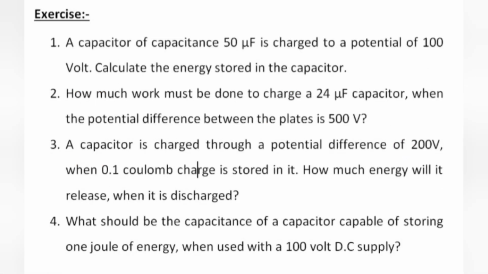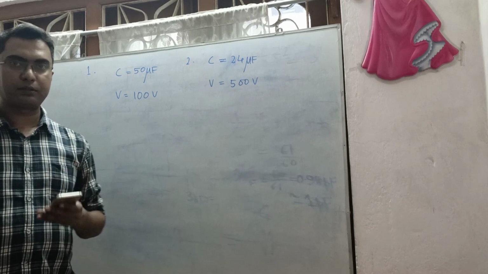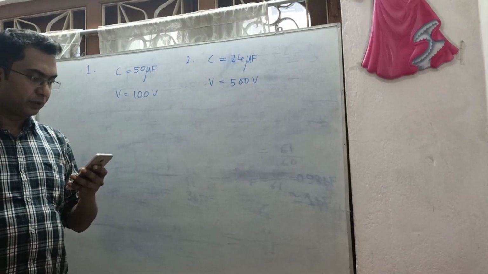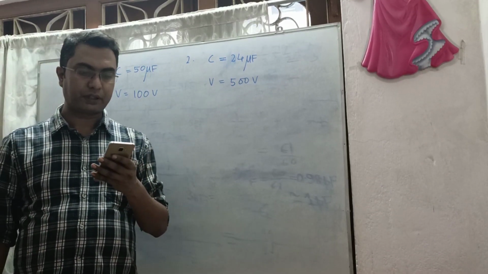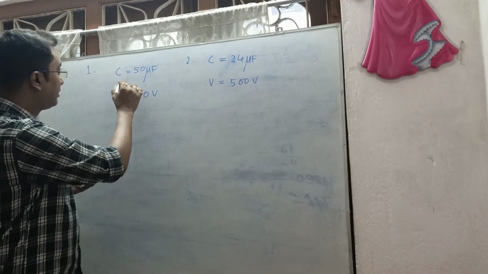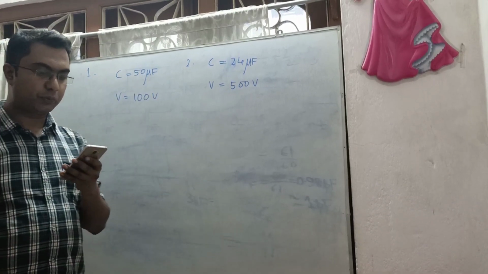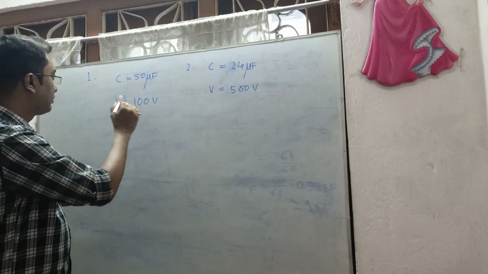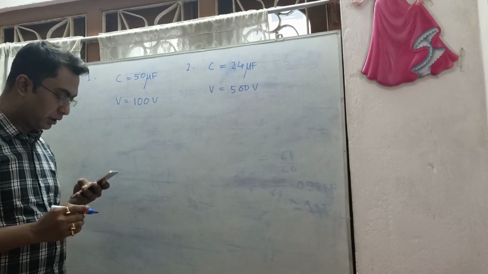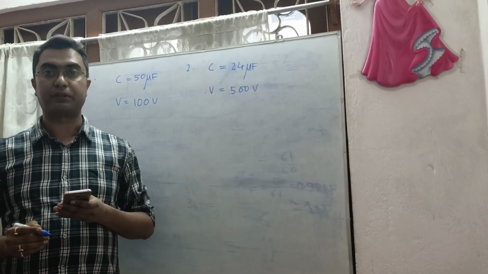Now we shall do these four numericals on energy stored in a capacitor. Now let us do the numericals. Now in the first numerical, it is given that a capacitor of capacitance 50 microfarad, C equal to 50 microfarad, is charged to a potential of 100 volts. That is voltage V equal to 100 volts. Now calculate the energy stored in the capacitor.